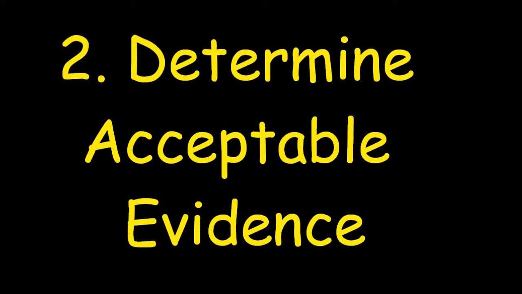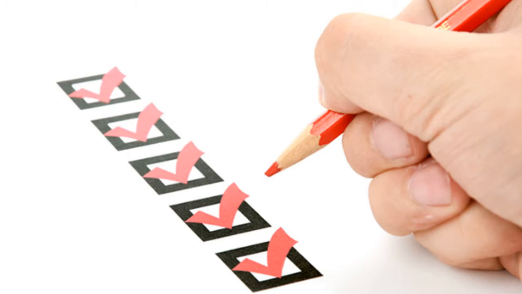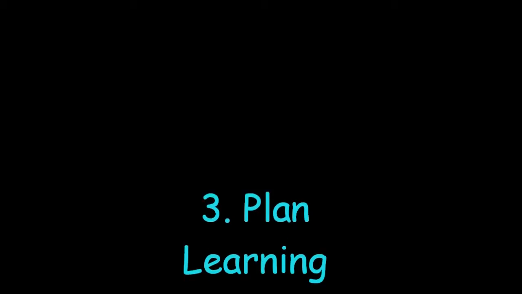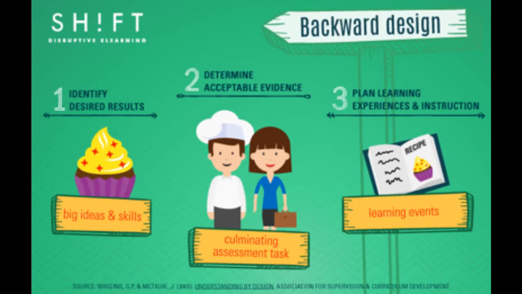Number 2, determine acceptable evidence, or think like an assessor to determine what collected assessment evidence is needed to document and validate that the desired learning has been achieved. And finally, 3, plan learning experiences and instruction that will be most appropriate in equipping students with the knowledge and skills they will need to perform effectively and achieve the desired results.